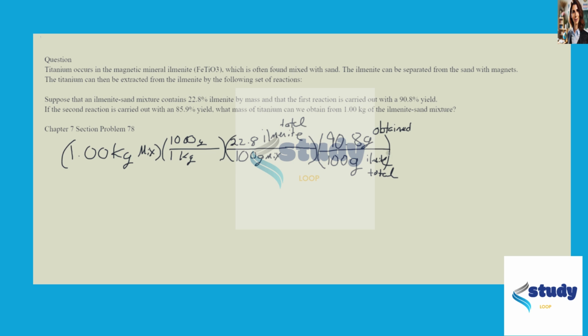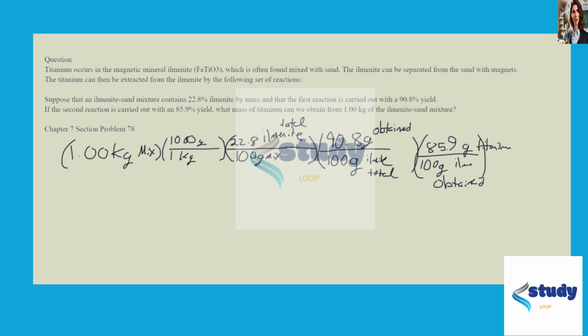Okay, so once we obtain our ilmenite, we need to perform a second extraction reaction, where the titanium can be extracted from the ilmenite. So for every 100 grams of ilmenite obtained, we can then extract 85.9 grams of titanium.